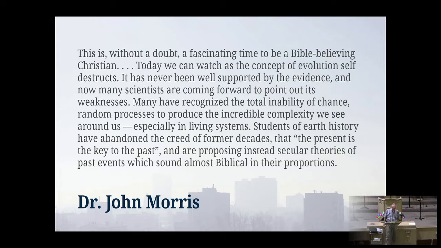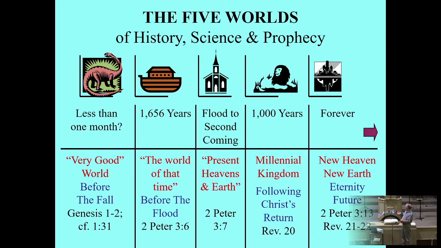Here they are. First of all, we believe in catastrophism. You say, what do you mean by catastrophism? What I mean by catastrophism is this. We believe that these are the five worlds of history, science, and prophecy, and after Genesis 1 ended, there was something that happened that was an utter catastrophe. What was that? Not yet. The fall, Genesis 3. That was huge. That was probably the biggest catastrophe that's ever occurred on the planet.